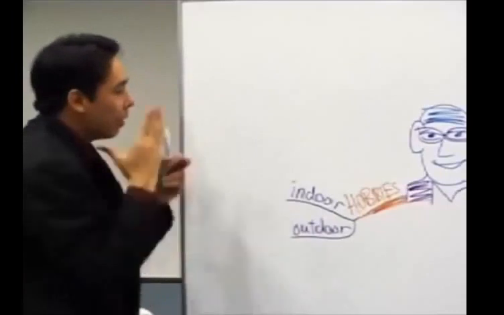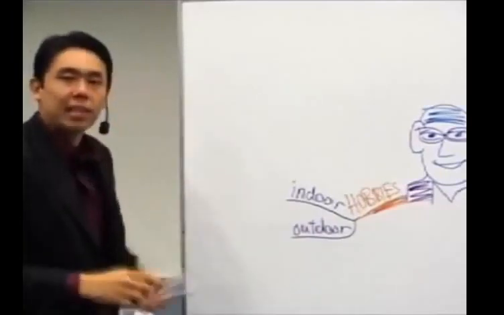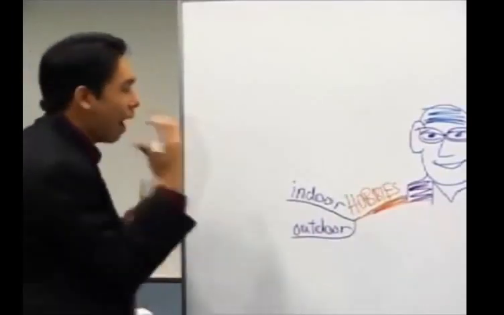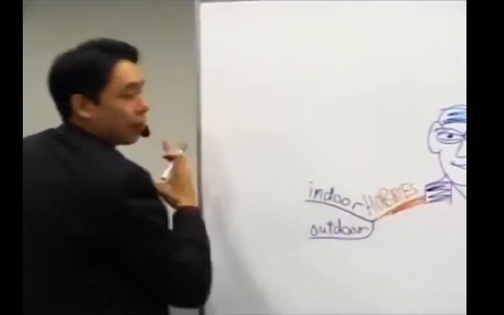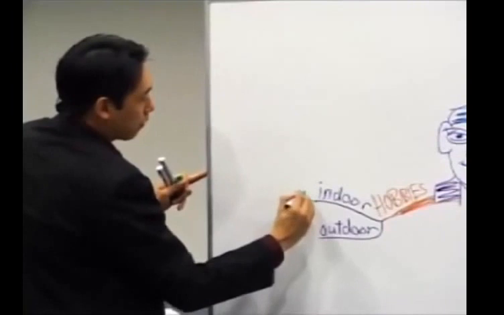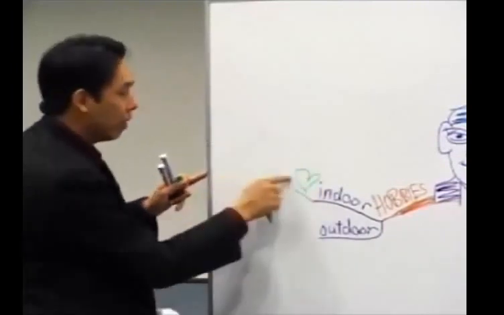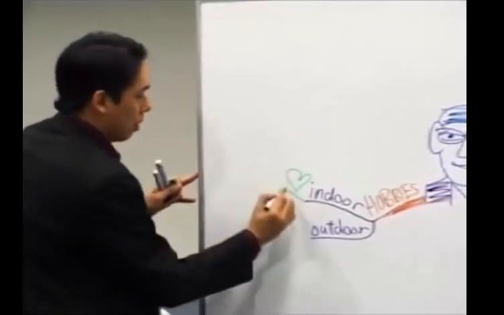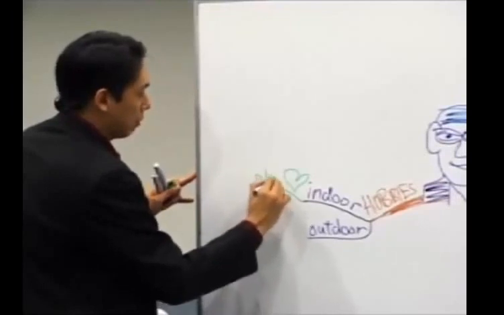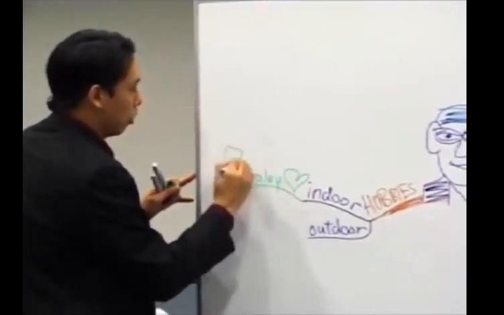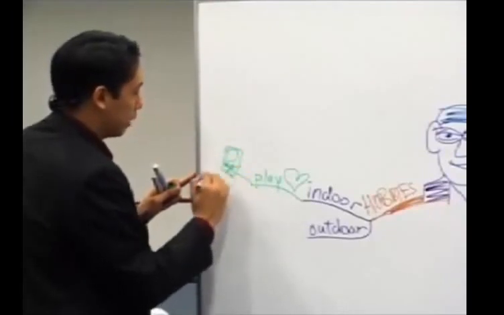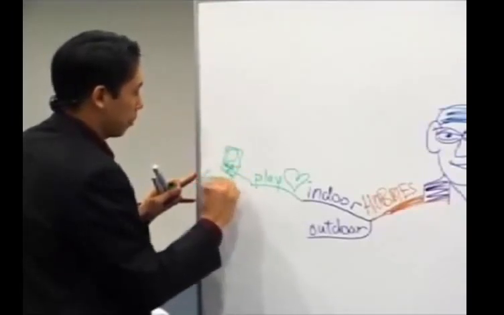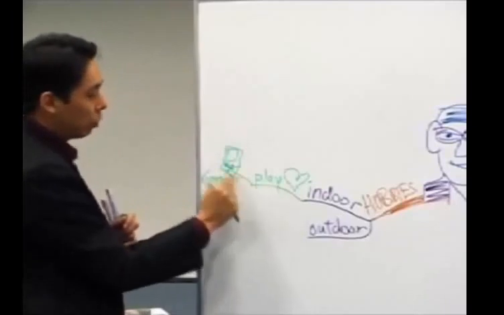Under indoor hobbies, he could, let's say, love to play computer games. So how do we write this down? Again, one word or one line, except this time you branch from right to left. So loves, I can draw this heart there to represent loves, playing computer games. Playing, I could draw a little computer over here. And write down the word games. You see that? So loves playing computer games.